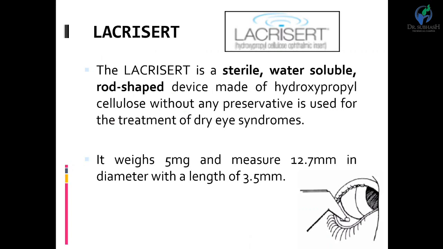Lacrisert is a sterile, water soluble, rod-shaped implant, a rod-shaped device made up of water soluble hydrophilic polymers like hydroxypropyl cellulose, without adding any preservatives, and it is used for the treatment of dry eye syndromes. Here in the figure we can see the rod-shaped Lacrisert. It weighs around 5 mg. The measures are given, the diameter and the length of the rod-shaped Lacrisert.